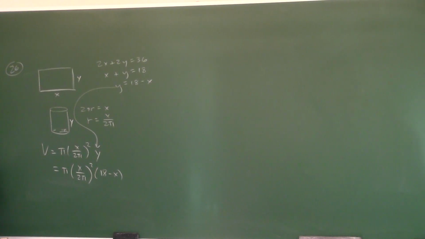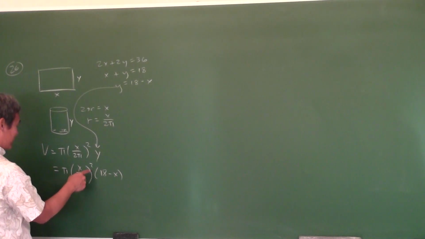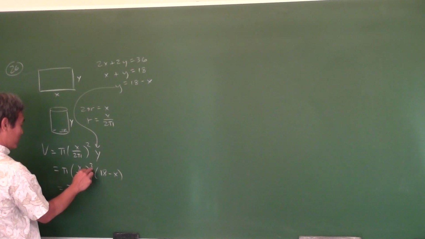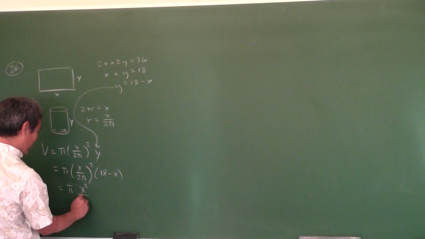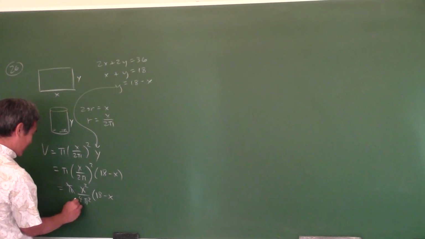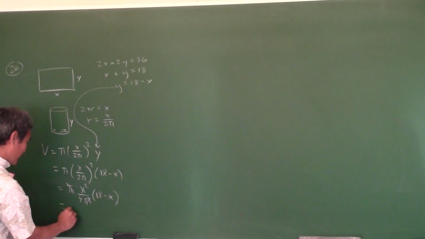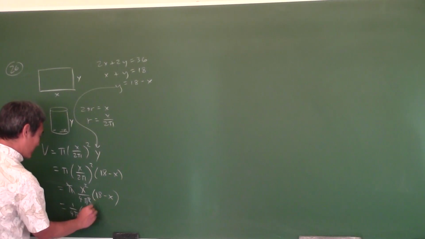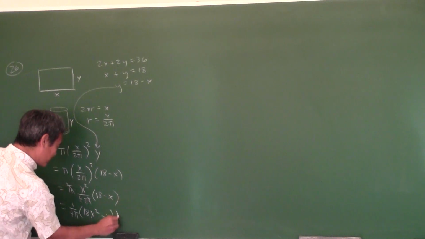Now before you start, I would highly suggest you simplify. So now remember when you square a fraction, you have to square the top and the bottom. So that's x squared over 4 pi squared times 18 minus x. This pi cancels into one of those pi's. So that's going to be 1 over 4 pi times, I'm going to distribute the x squared in here, 18x squared minus x cubed.